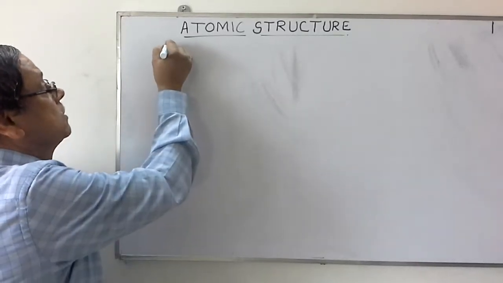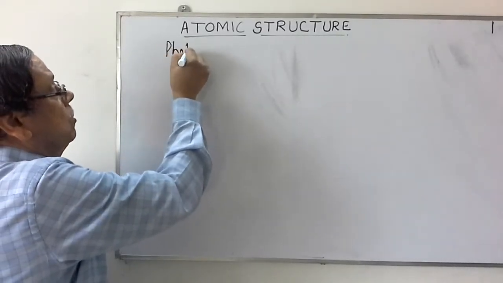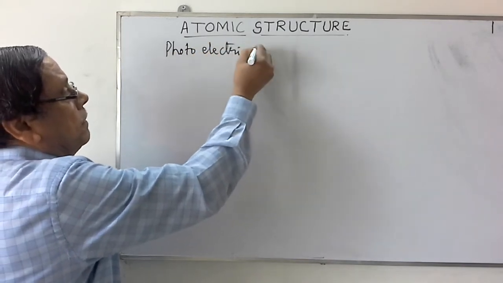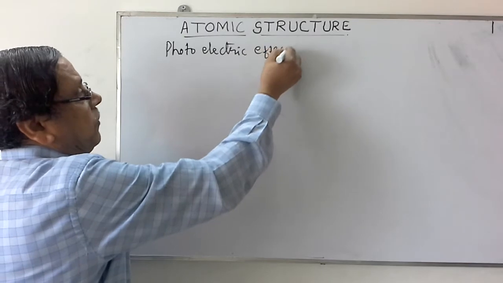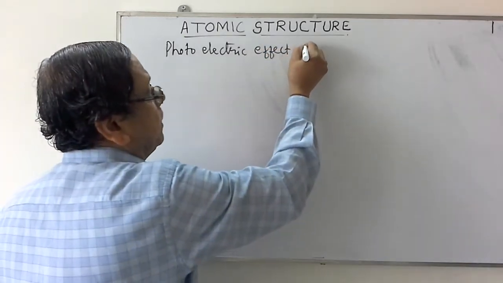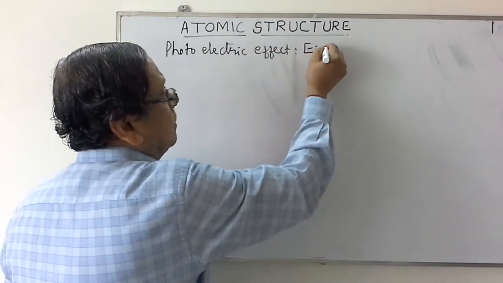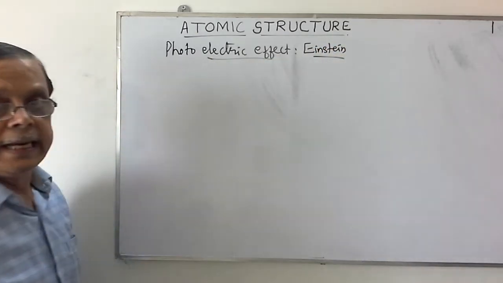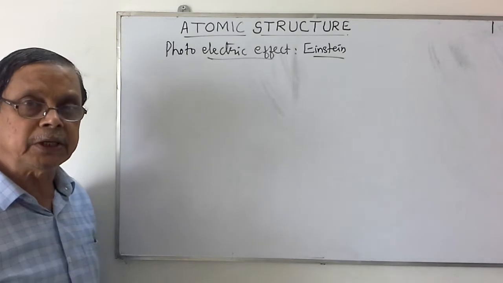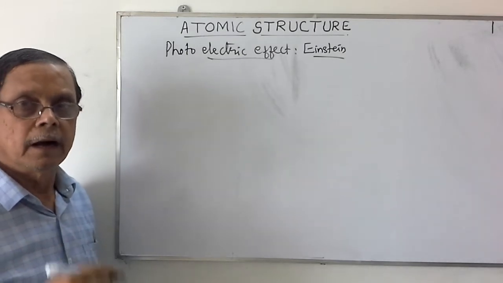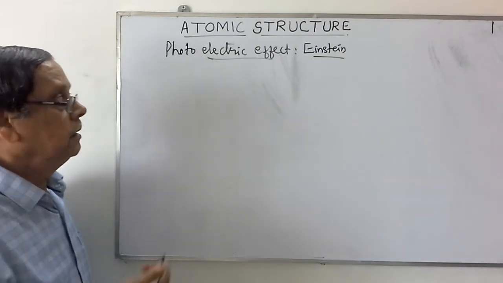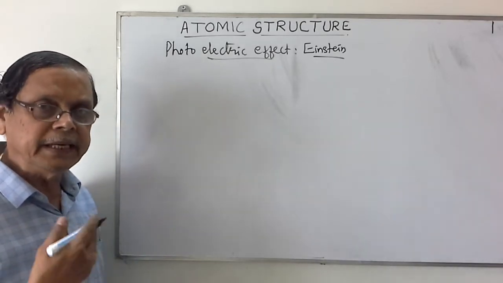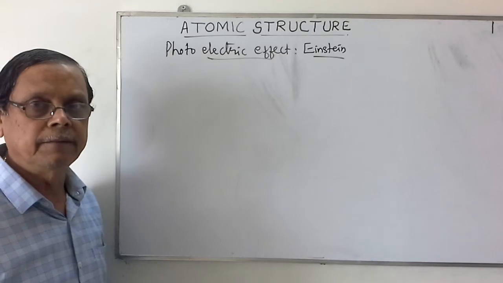So we will study the photoelectric effect. This photoelectric effect was explained by Albert Einstein. When a radiation having a particular frequency or more than that frequency is falling on the surface of a metal, it immediately ejects the electron.